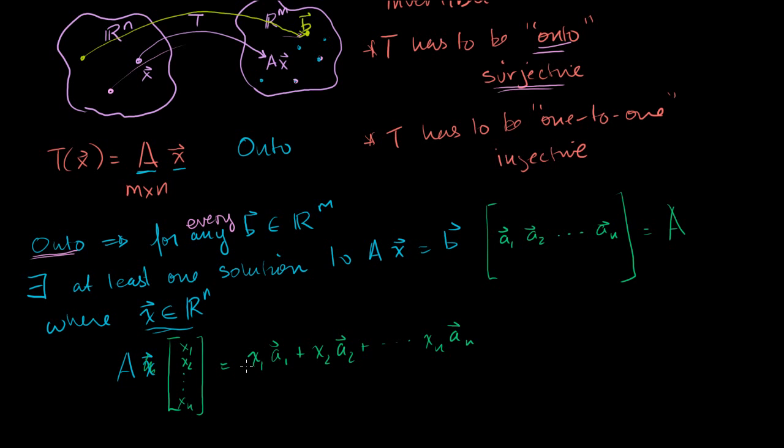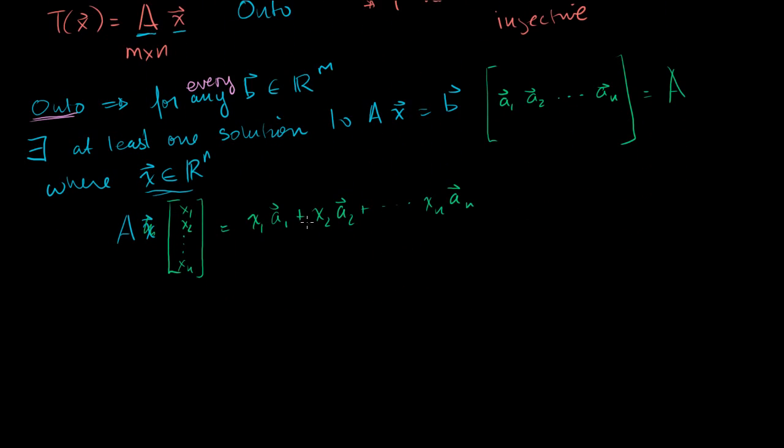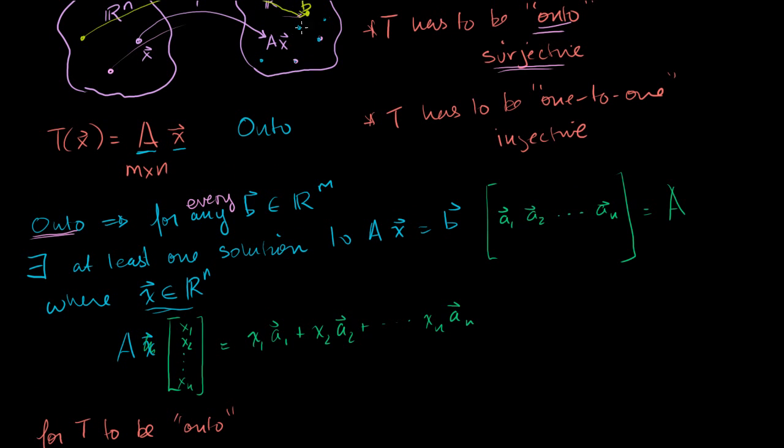Well, what does this mean? These are just linear combinations of the column vectors of A. So another way to say that is, for T to be onto, or surjective, the column vectors of A have to span Rm, have to span our codomain. They have to span this right here.